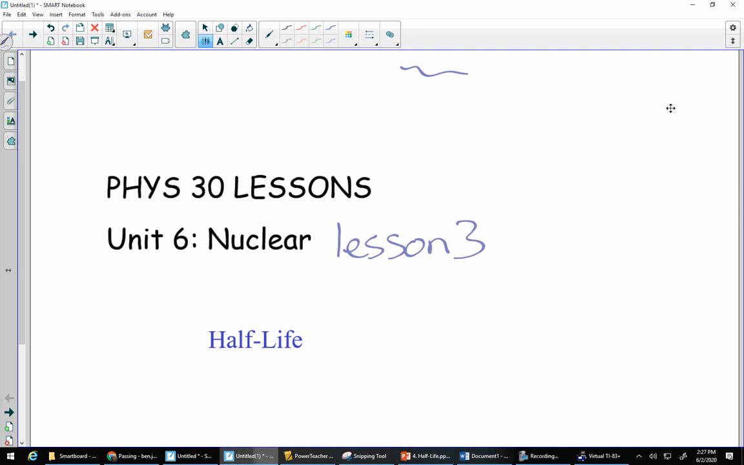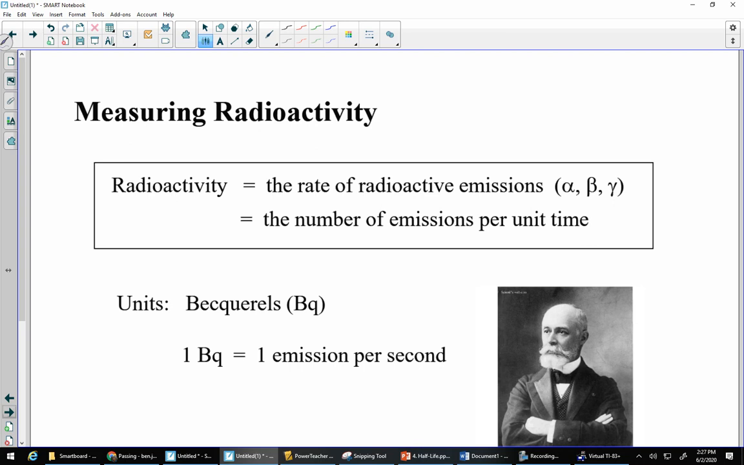Hey, Physics 30s, it's Mr. Jukely again. We are right in the middle of Unit 6, Lesson 3, and we're talking about half-life today. In doing so, we're going to talk about radioactivity and a couple other things as well.